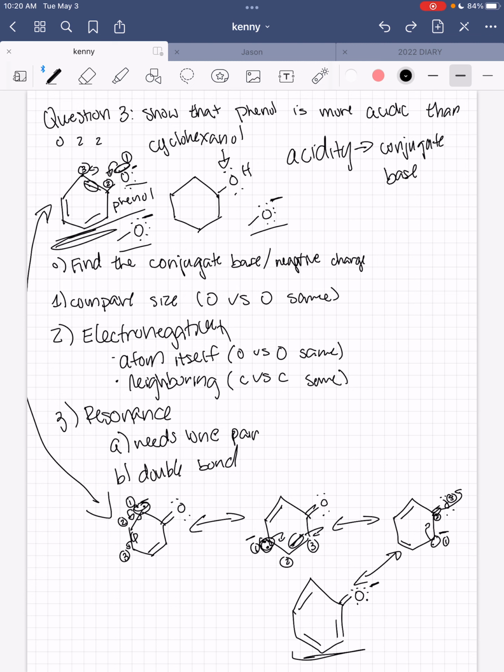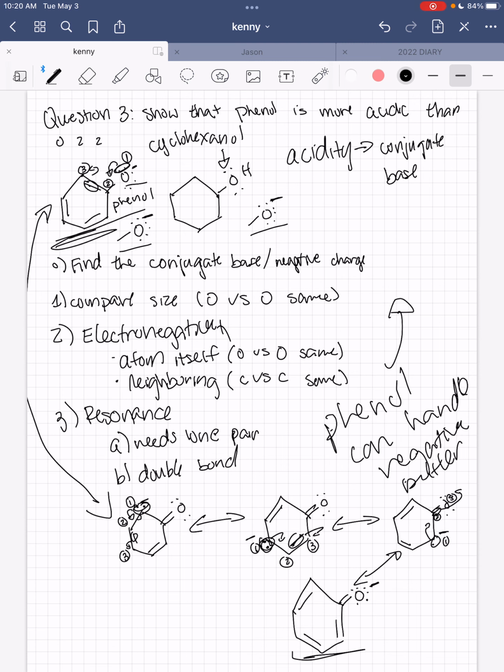That means that phenol can handle negative charges better, making it more acidic. So phenol would be the right answer.